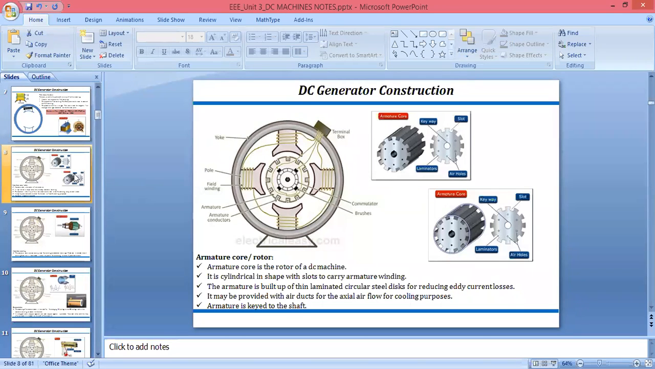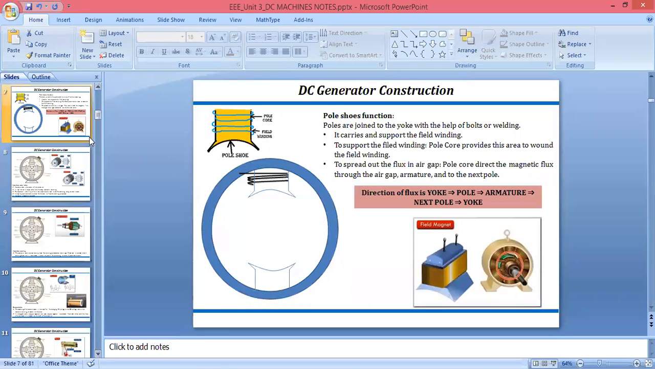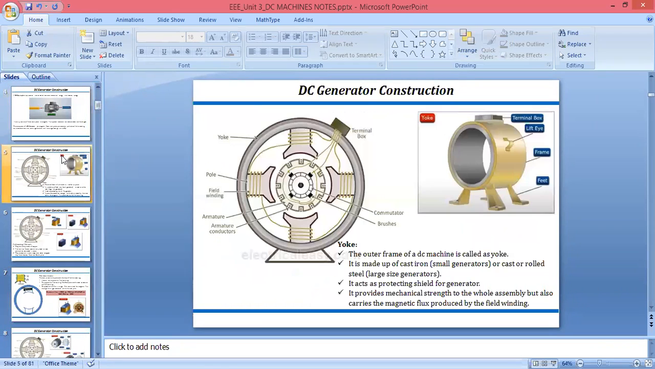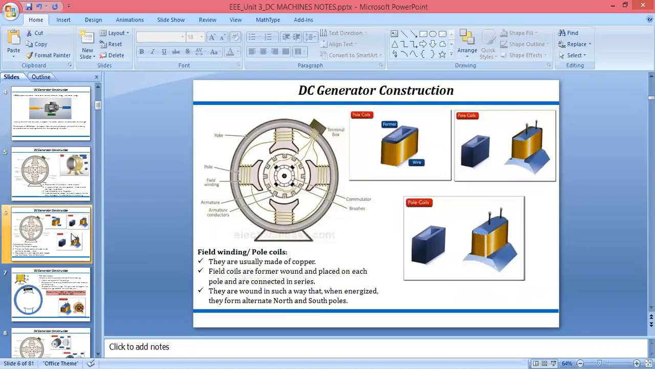And if you see about the yoke, what we can say, yoke is the outer frame. So we can say yoke is the stator of the DC generator. Stator means what? If it is not in a moving condition, if it is not rotating, it remains stationary. So we can say yoke is a stator of the DC generator. And now field winding, we are giving field winding on the pole, so they will generate north and south pole.